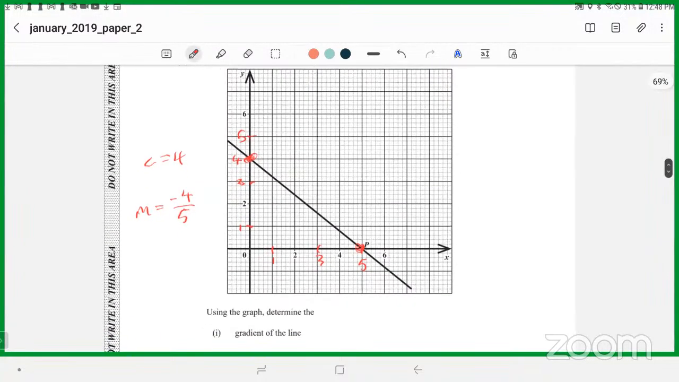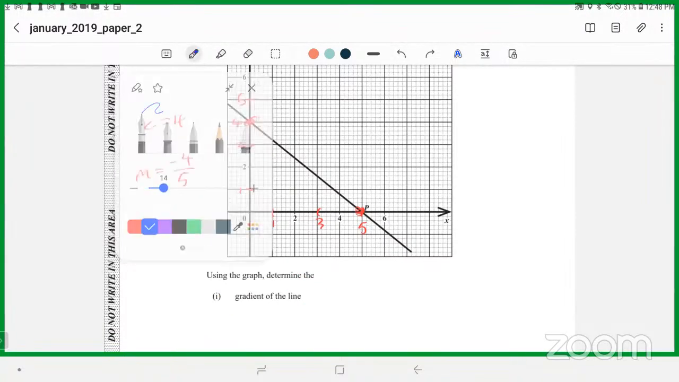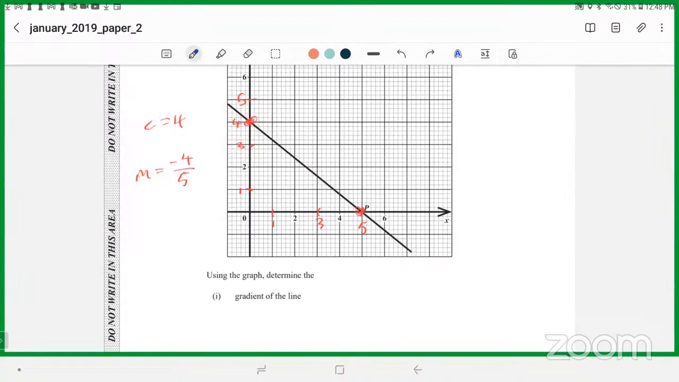We don't have to calculate the gradient because it's on a graph, and you can count it off. You just need to know 2 points and check the rise and the run. So the gradient is rise over run between 2 points on the graph. From here to here, we rise -4, so we come down 4, and run 5.